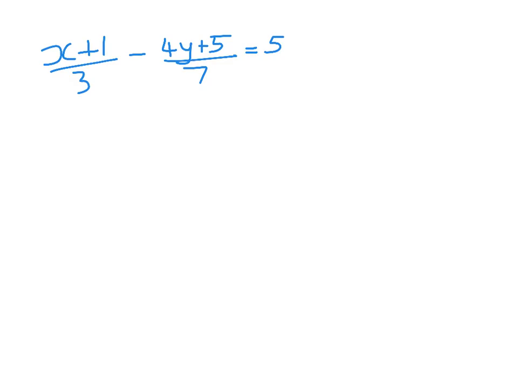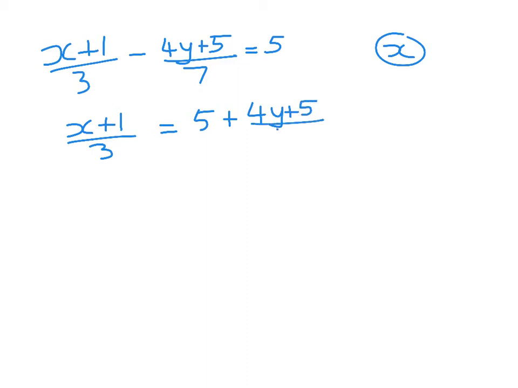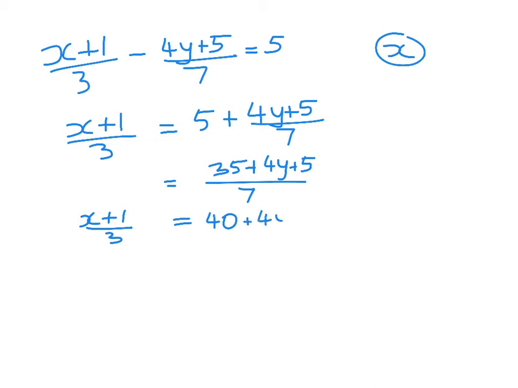Here's the next example. We've got two fractions, one's got x in it and one's got y in it. We're trying to make x the subject here. So we need to isolate that term with x in it, and we're going to do that by adding 4y plus 5 over 7 to both sides. And now we'll get a common denominator here. 5 sevens are 35, so 35 plus 4y plus 5 over 7. So here I've got x plus 1 over 3 equals 40 plus 4y over 7.